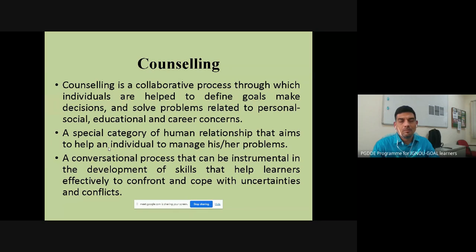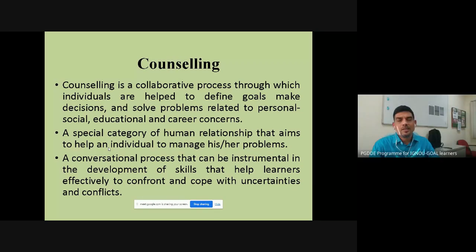As I've already said, as far as the social, economic, educational, and career concerns are concerned, we try to take the advantage of these services, and that's why we call counseling a collaborative process.